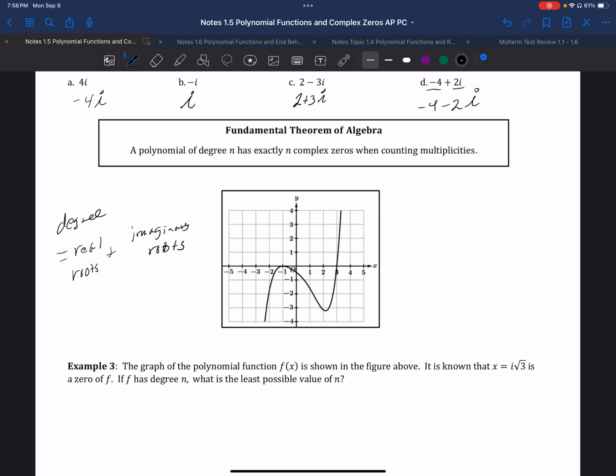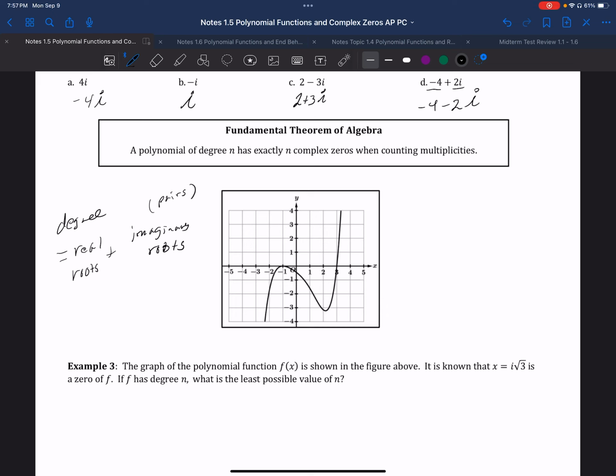Take the number of real solutions, take the number of imaginary solutions, add them together, and that will give you your degree. Keep in mind, imaginary always come in pairs. If you have one, it's implied that you have its conjugate. That is also a root of the function that you're working with.